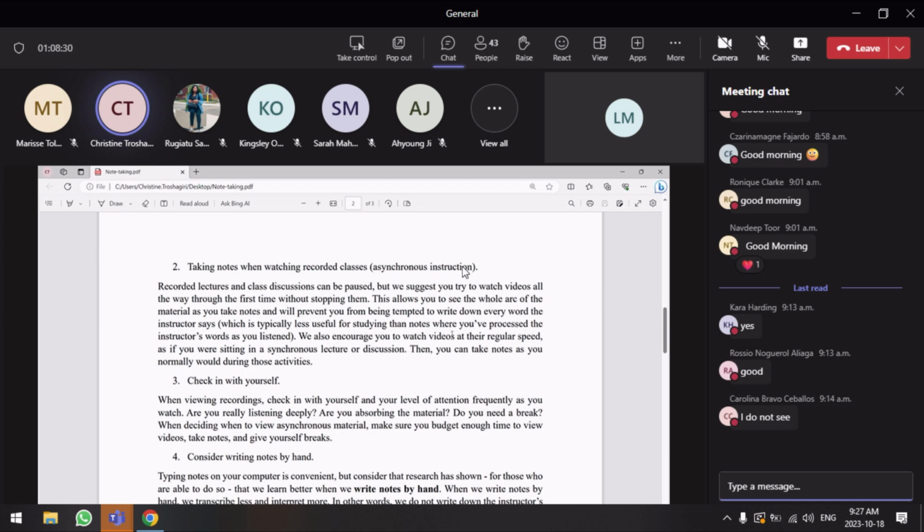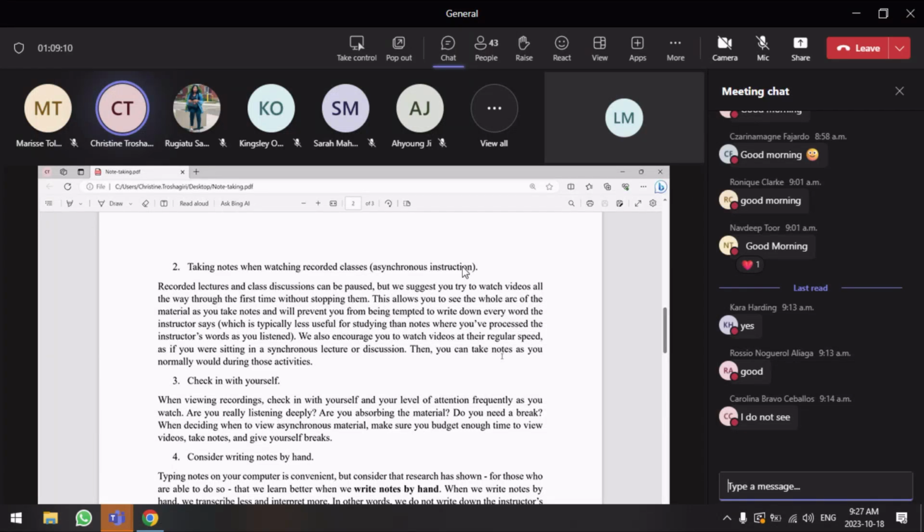We also encourage you to watch the video at regular speed, as if you were sitting in a synchronous lecture or discussion. Then you can take notes as you normally would during those activities. Sometimes some students might play with the speed of the video as well. They might make it faster or they might make it slower. That's not recommended. You need to keep it at the regular speed. Just consider yourself in a regular class. Right now, you don't have any control over my speed. You cannot tell me, you have to talk slowly.